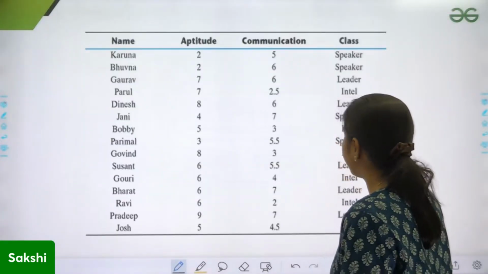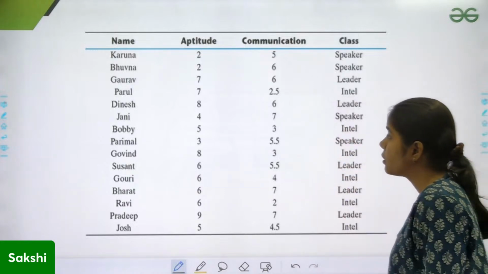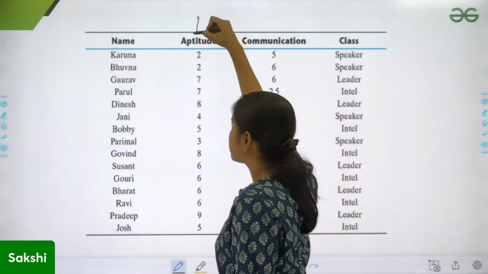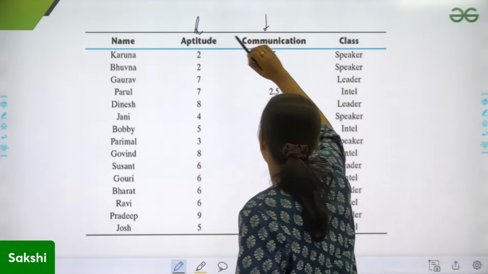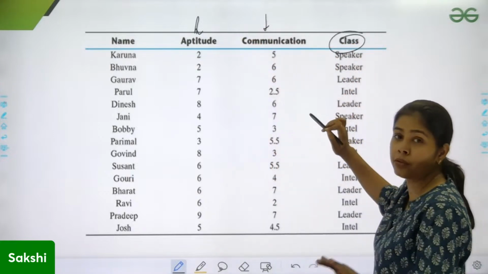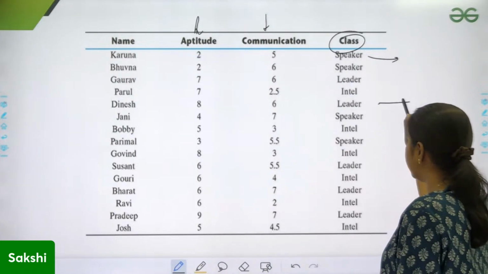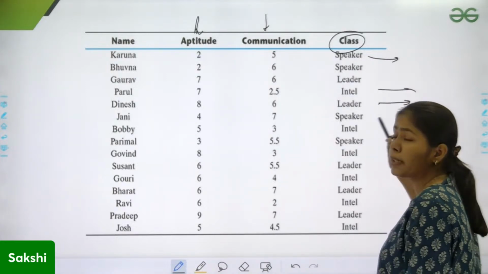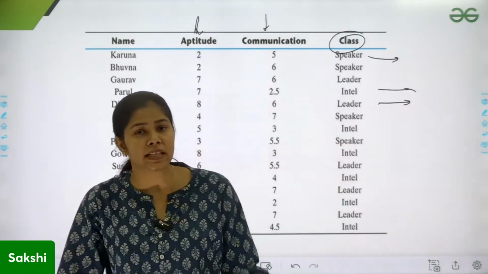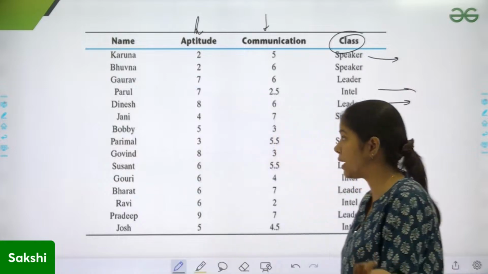So we have one example. Let's suppose we have students who have aptitude and communication marks, and in the class we have to decide their designation. Are they a speaker, or a leader, or intel? So we have three categories here. Previously we had two categories. I have taken one more example to make you understand KNN.